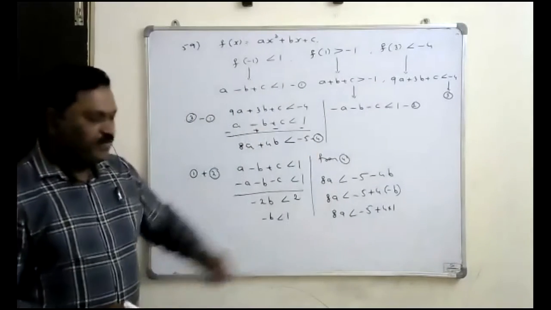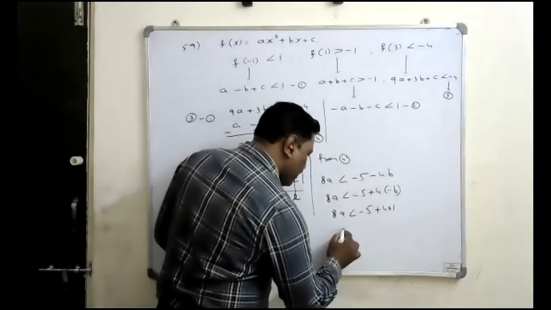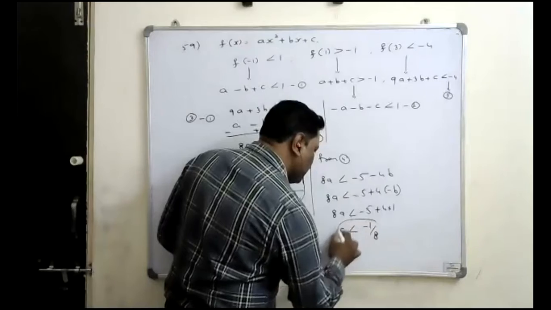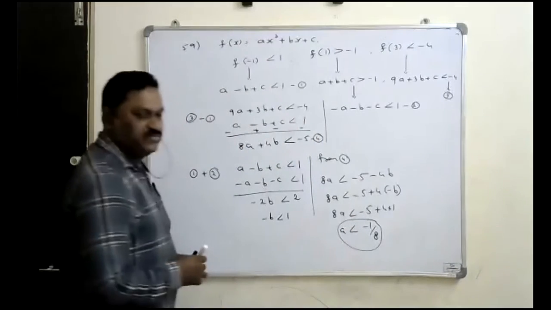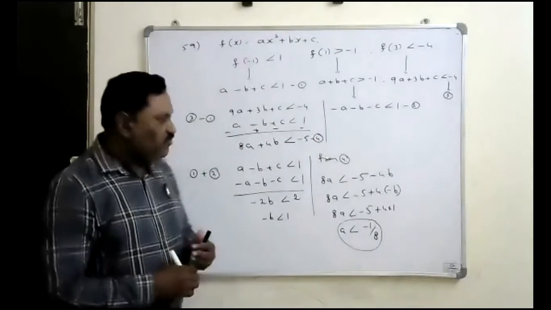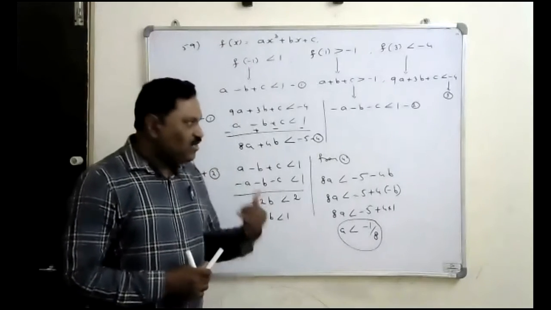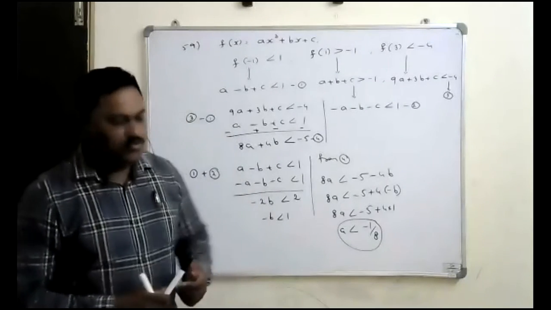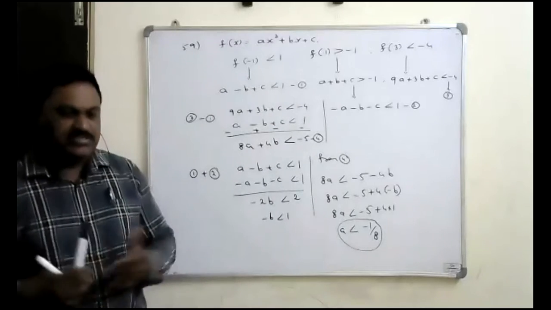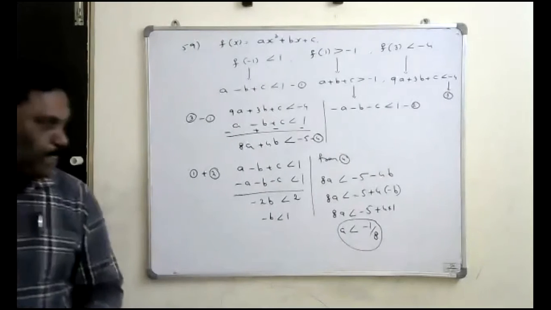So minus 5 plus 4 is how much? Minus 1. So divided by 8, a is less than minus 1 by 8. This is the interval for a. Suppose in the options they give the b interval, then we have to eliminate a and bring the b. If they give the c value, we have to eliminate a and b, then bring the c. As for the options, our idea and our procedure should be there.